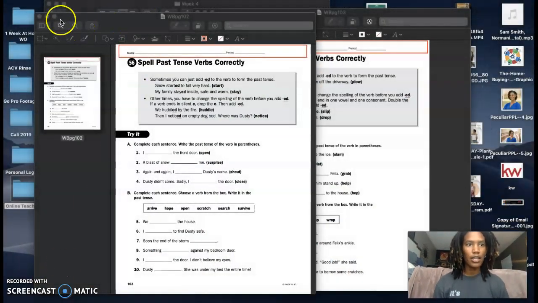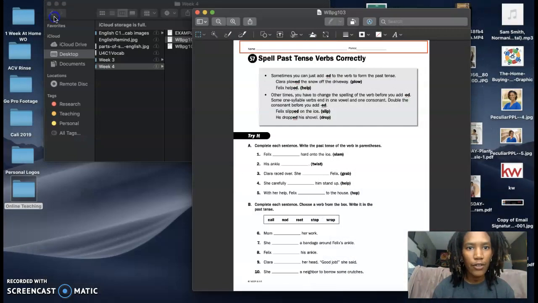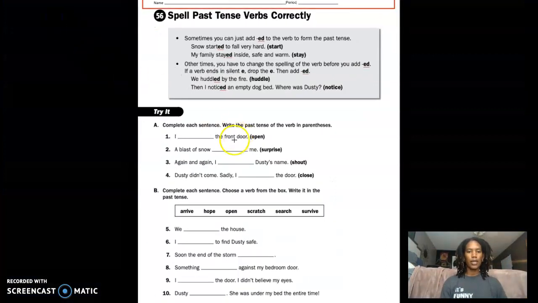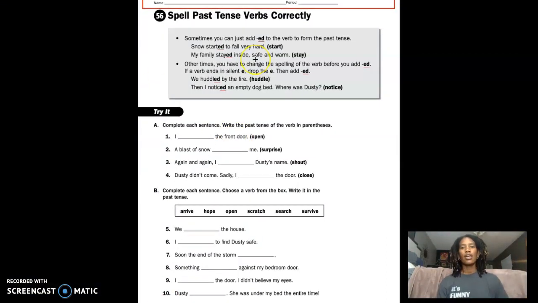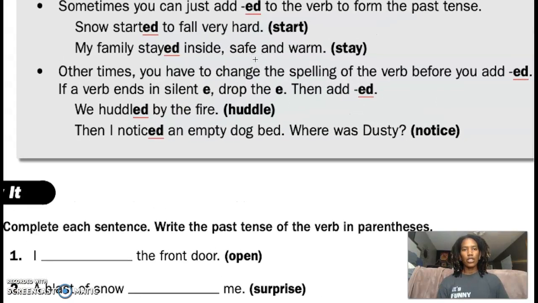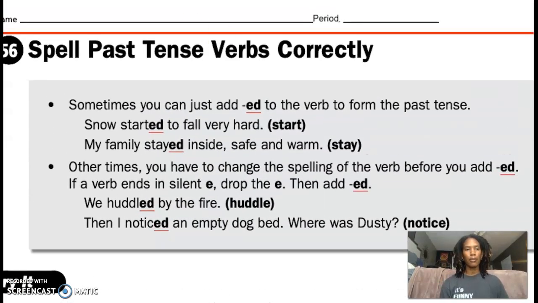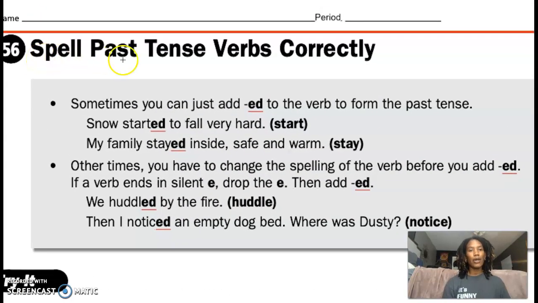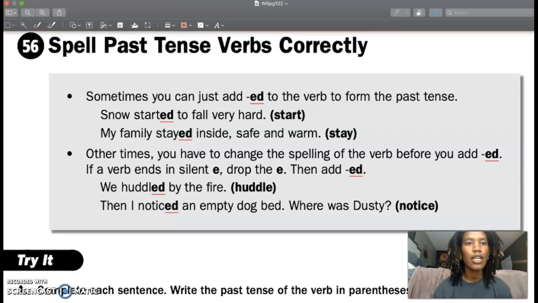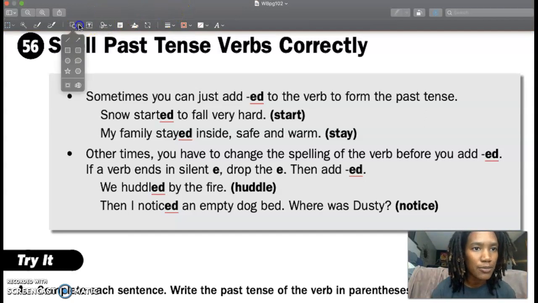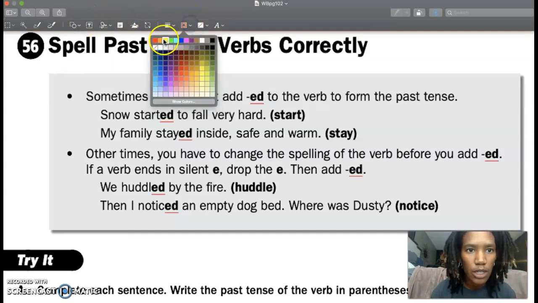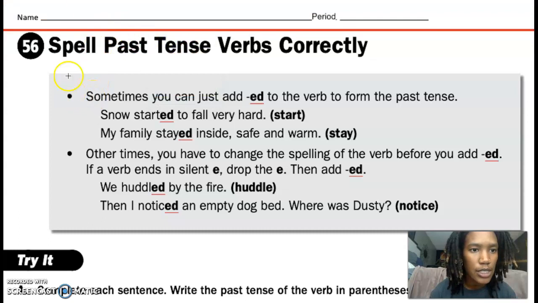Okay. All right, so here I have your first worksheet. Okay, this is page 102. So if you look at the top of the page, what I said, spell past tense verbs correctly. All right, now allow me to fix this.